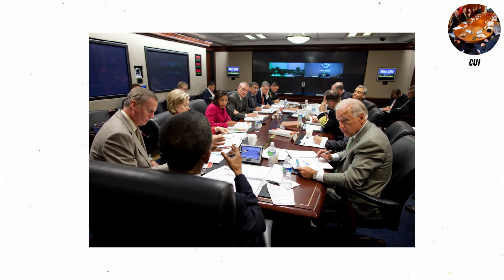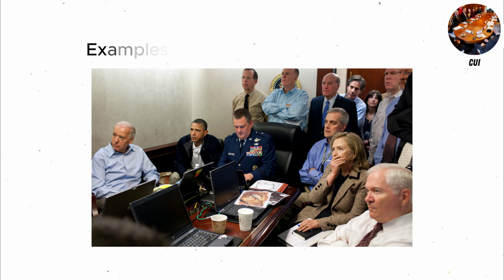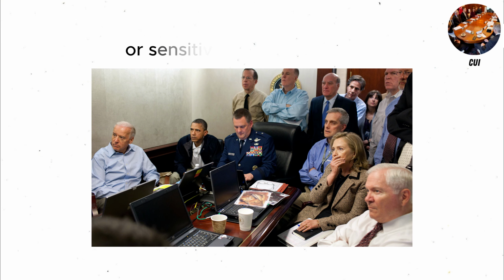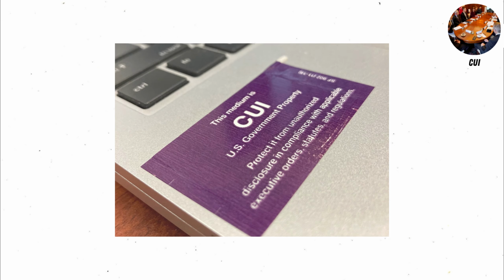It is not secret in the national security sense, but still cannot be released freely. Examples include personal information, infrastructure plans, or sensitive financial records. CUI is marked clearly and distributed only to those with a legitimate need.